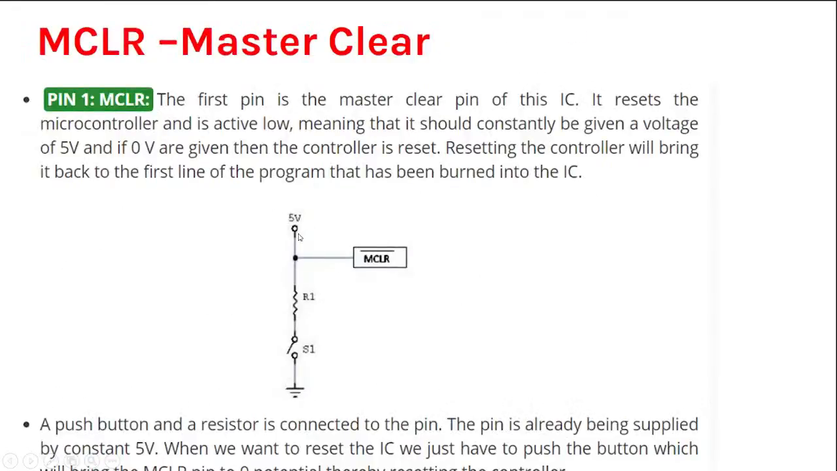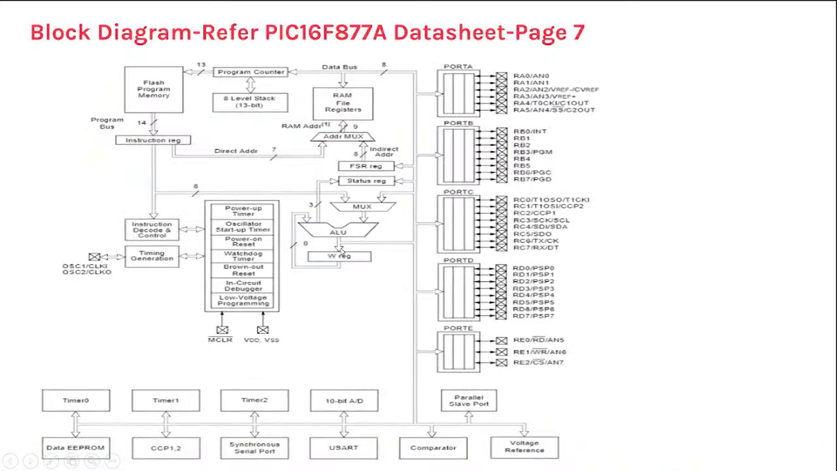You have to connect this pin to 5 volt. Whenever you connect the pin to low voltage, when you put a switch and press the switch, it will reset the processor. It is just used to reset the processor. By resetting the processor, it brings the program back to the first line of the program. By default you have to provide 5 volt to this pin. When you press this button, it will go low, it connects to 0, so it resets the processor. So that's master clear. It acts like a reset.